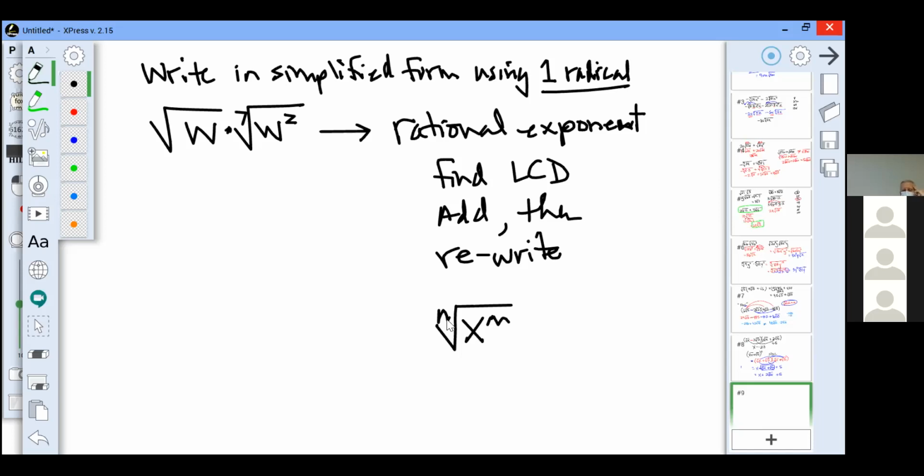a radical, an index on the outside, an exponent on the inside, that turns into, like we did on Tuesday, your index is your denominator and your exponent is your numerator. So this is your denominator. That's your numerator. Taking that into consideration, the index on the square root is 2, exponent is 1. This is w to the 1/2. Okay? This is w to the 2/7.